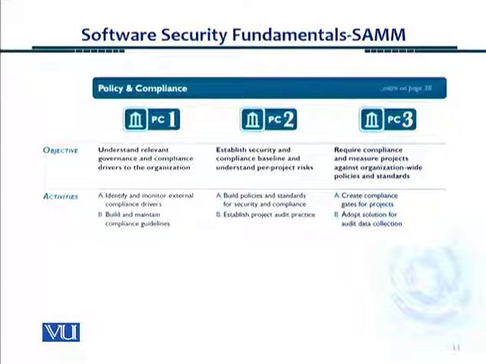So if you look at policy and compliance, here the objective is to understand relevant governance and compliance drivers, and then identify and monitor external compliance drivers, build and maintain compliance guidelines. And the second security practice is establish security and compliance baseline and understand per project specific risks. And then the activities are build policies and standards for security compliance and establish project audit practice. So we must have a mechanism to actually audit as well. And then the third practice is require compliance and measure projects against organization-wide policies and standards. The activities are create compliance gates so that you can actually control the flow, and then adopt a solution for audit data collection.